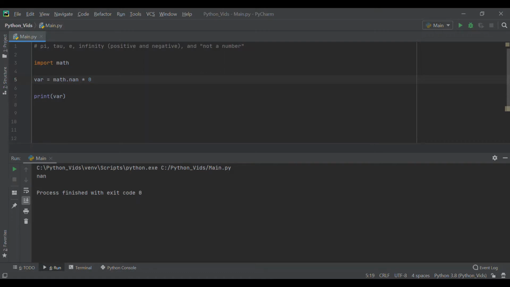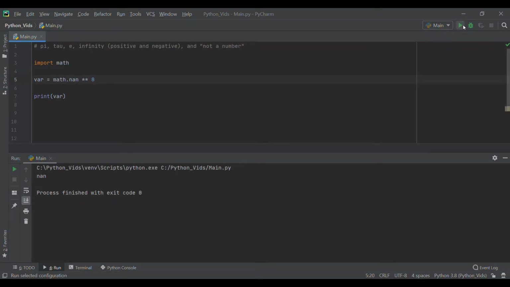Well, you've probably heard that anything to the power of 0 gives you 1. Well, what if we do math.nan, and then to the power of, that's actually 2 asterisks, star star, to the power of 0. So math.nan to the power of 0. What's this going to give you?